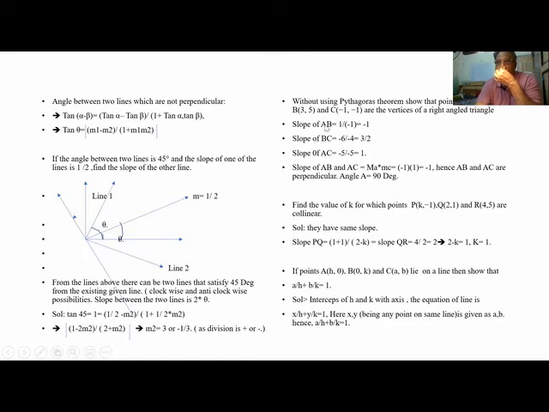Angle between AB and AC, our slope product gives 90. That means angle A is 90. Angle A is not angle B. It is angle A that is 90 because AB and AC are perpendicular. So angle A is 90.